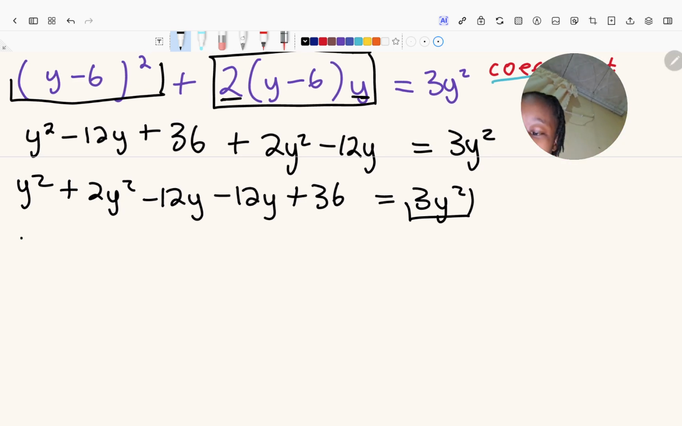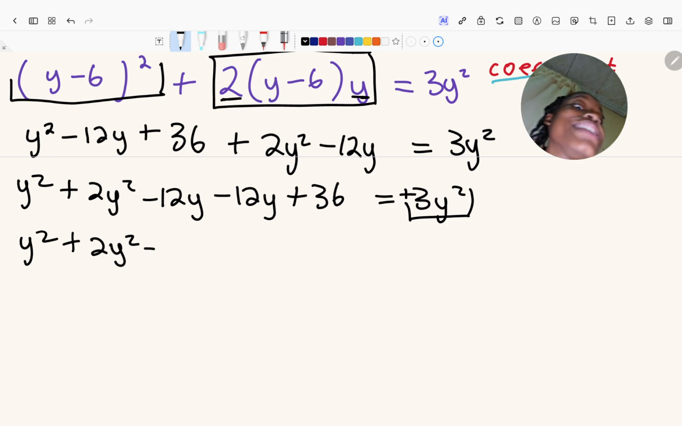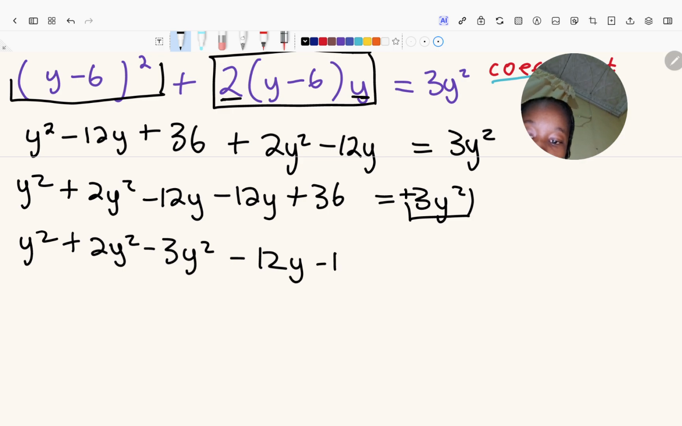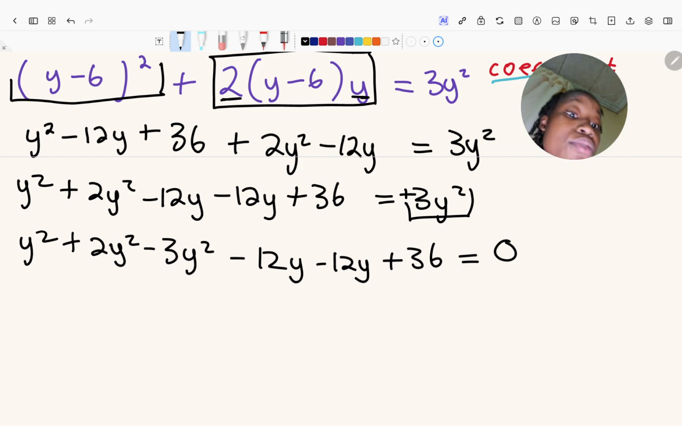So it's going to be y squared plus 2y squared minus, so remember here is positive, and when it jumps the equal sign, it changes the sign, minus 3y squared, minus, I'm just going to copy the rest, minus 12y plus 36 is equals to 0. So it's going to be 0 because we are left with nothing on the side. Okay, so what is y squared plus 2y squared minus 3y squared? So it goes to 0.